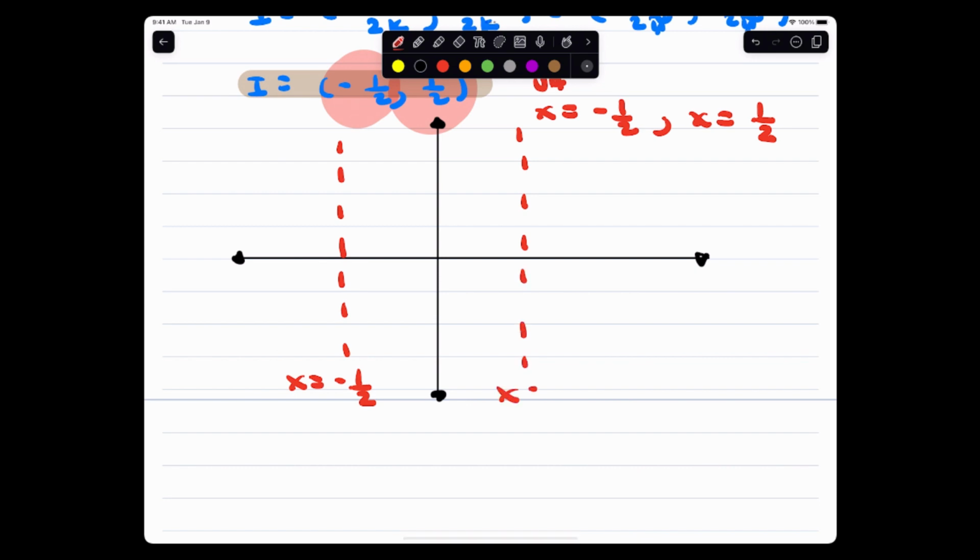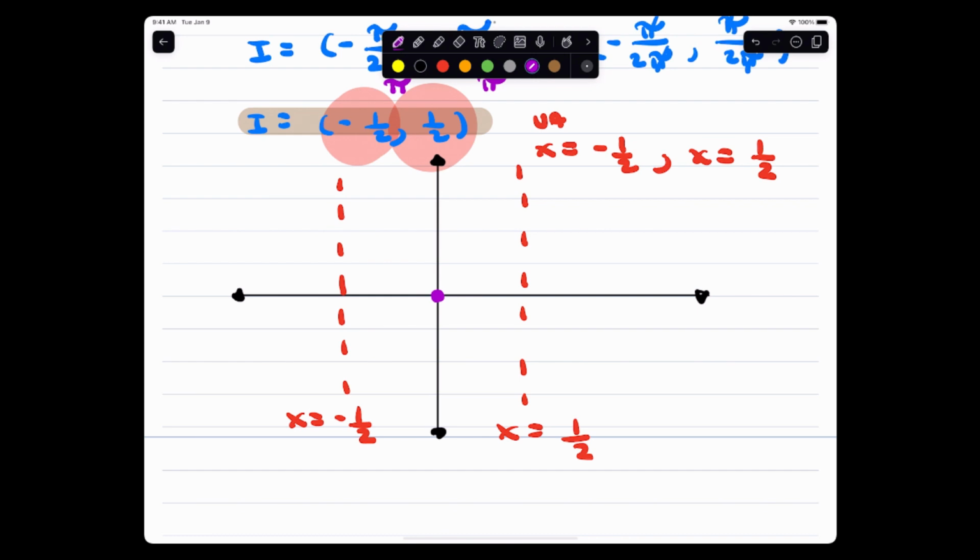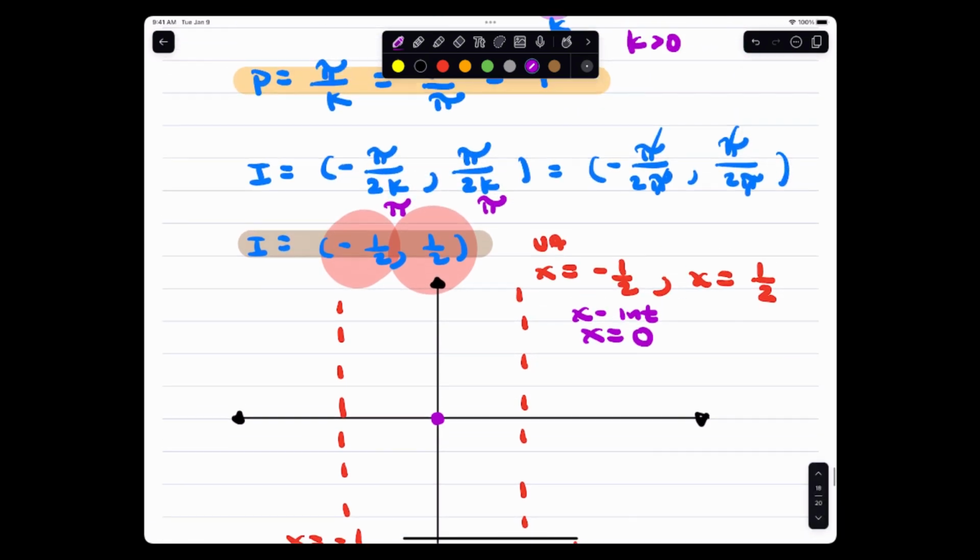Do you guys notice that symmetry again? Do you guys see my point? How it's symmetric? Where is the x-intercept going to be? Right in the middle. Is that right? What's that value? X is 0 is your x-intercept. And then, what else do you guys have to remember? Anybody remember?